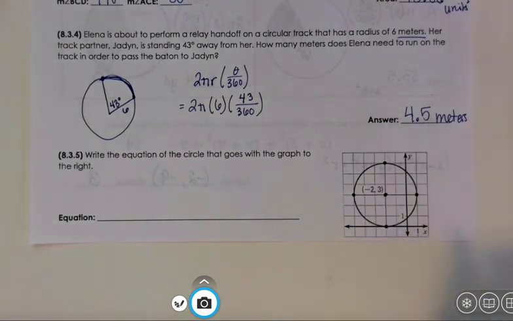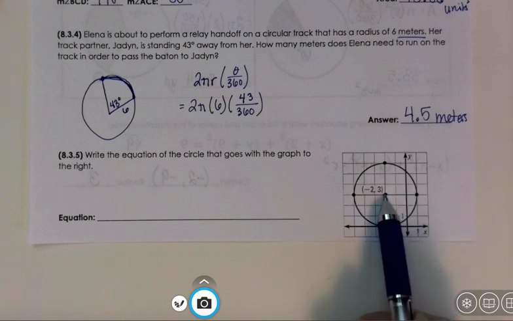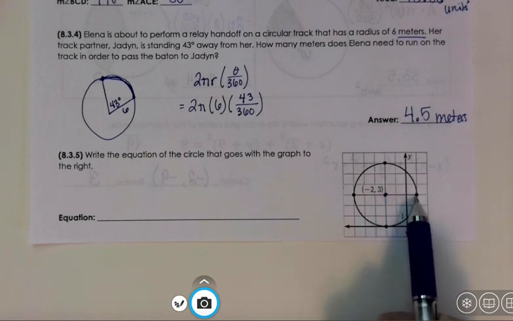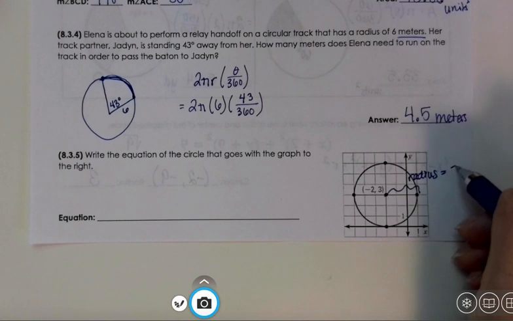Now, I also want to look at what my radius is. So my radius, I'm going to go from my center to an outer edge. I'm going straight across so I can just count the number of boxes. So I have 1, 2, 3. So I know that for this, my radius equals 3.